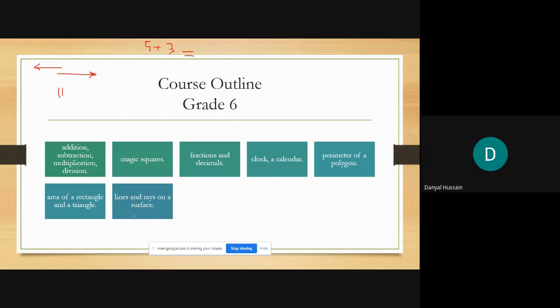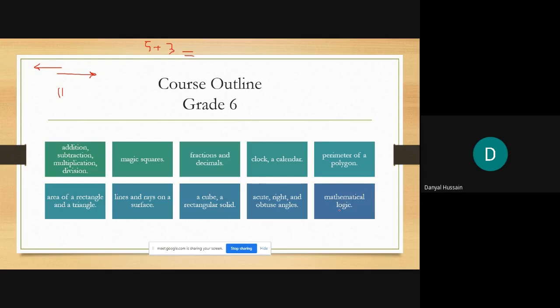Lines and rays on a surface. A cube and a rectangular solid. Acute angles, right angles, and obtuse angles. Mathematical logics. So these are a few concepts which you have to build up and make stronger.